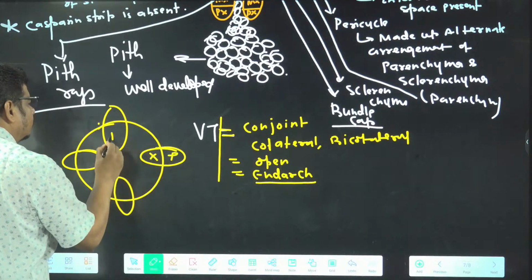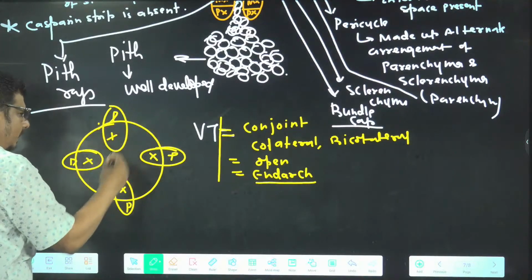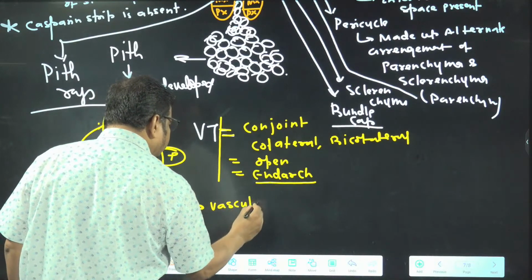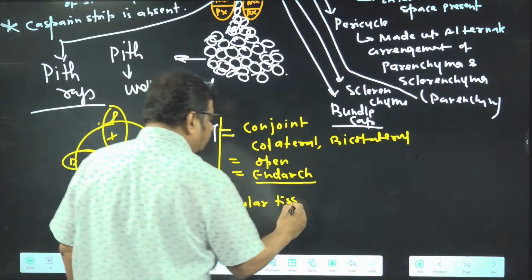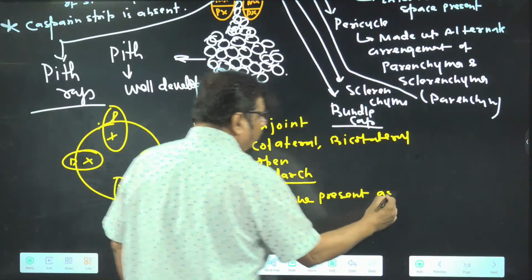Xylem, phloem, xylem, phloem, xylem, phloem, xylem, phloem. So it is what you will find: vascular tissue present as a broken ring.